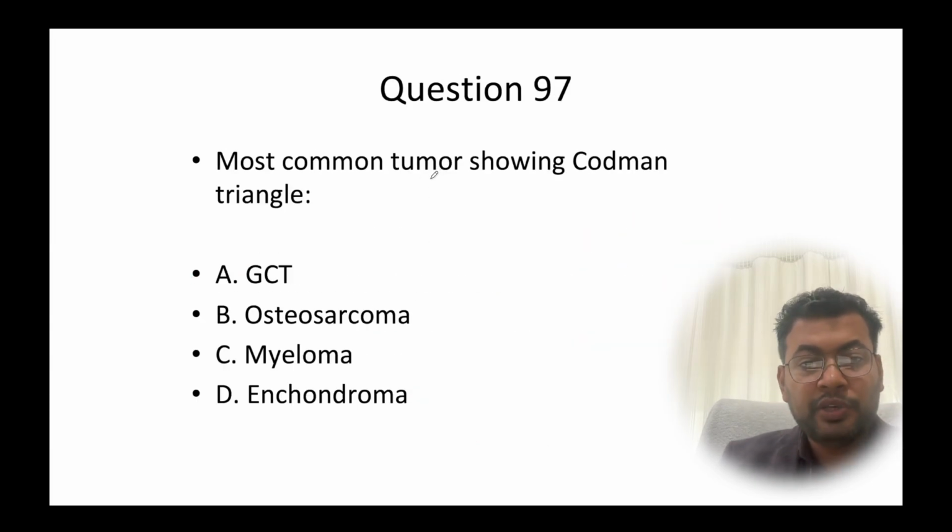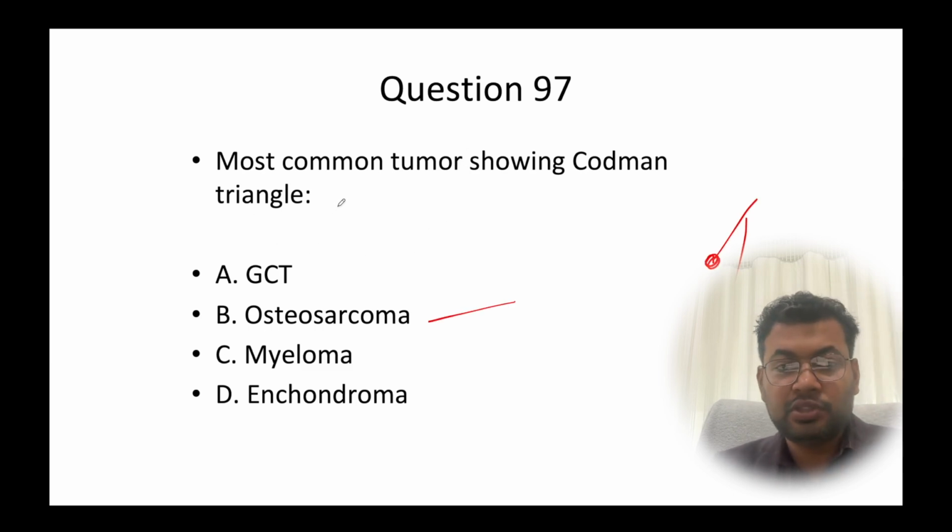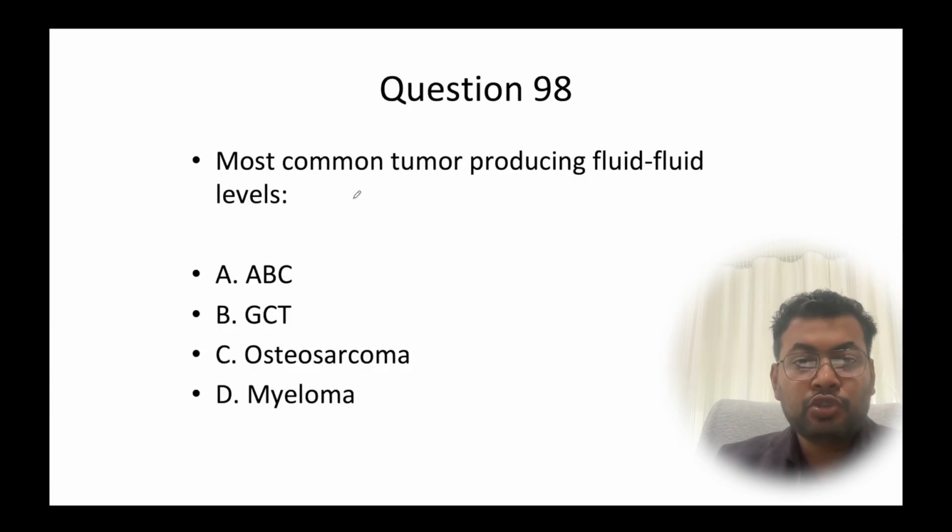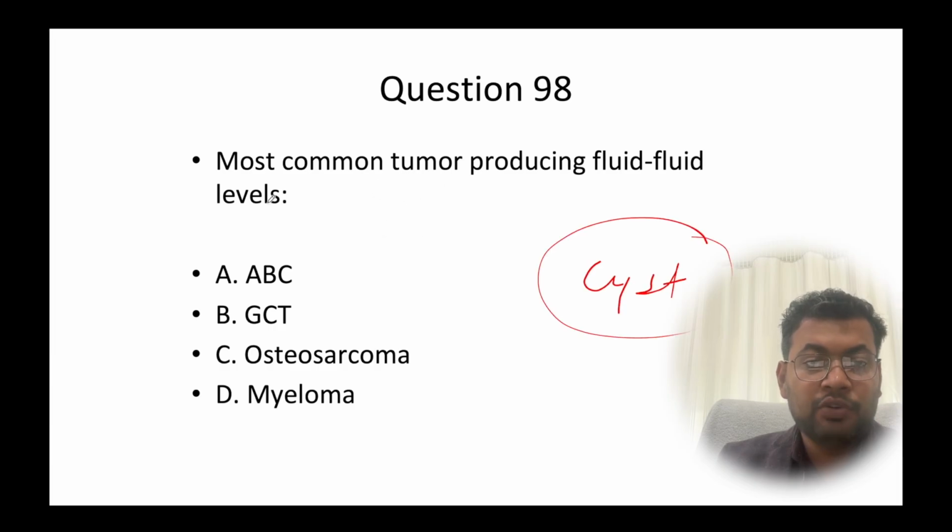Most common tumor showing Codman's triangle. So that is aggressive periosteal reaction shown by malignant tumors. The most common is osteosarcoma. Answer is B, osteosarcoma. Most common tumor producing fluid level. So when we talk about fluid level, we talk about cyst in the bone, and out of the options only ABC is the cyst. Answer is A, ABC.